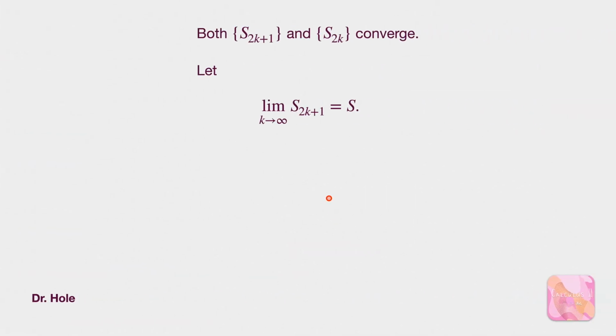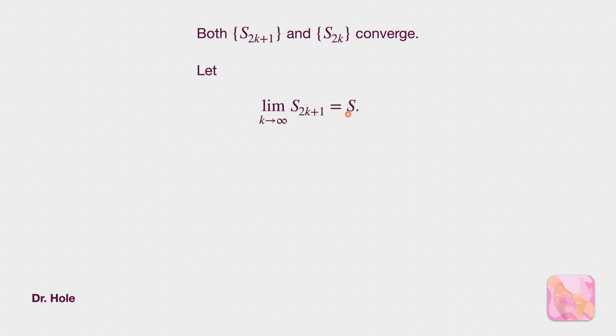Let's continue. So we have established that the odd indexed partial sums converge, that the even indexed partial sums also converge. Okay. The question then remains, do these two sequences converge to the same thing? So they don't necessarily have to. We're going to show that they actually do. Okay, how can we do that? We know that they both converge. Pick one. Let's pick the odd indexed partial sums. Suppose that they converge to a quantity S.